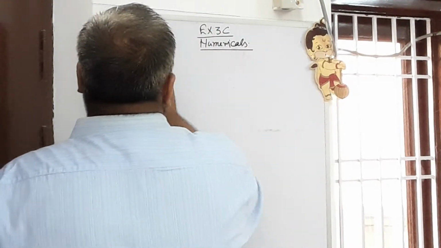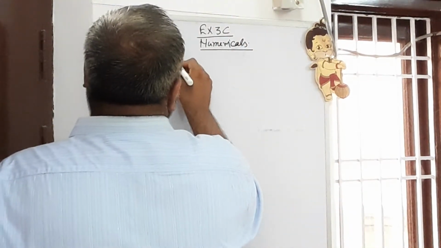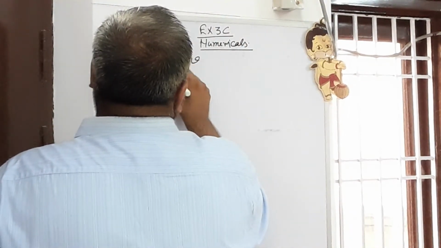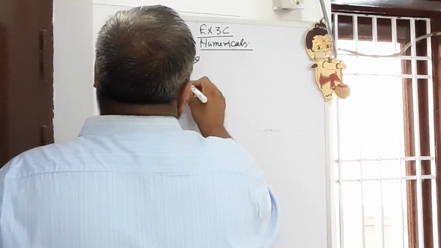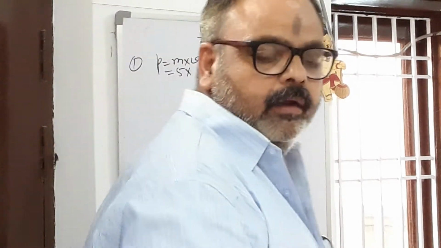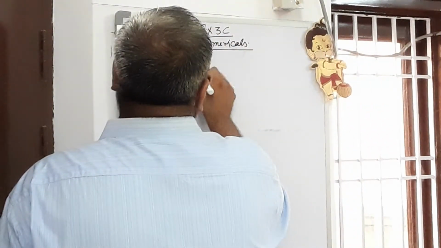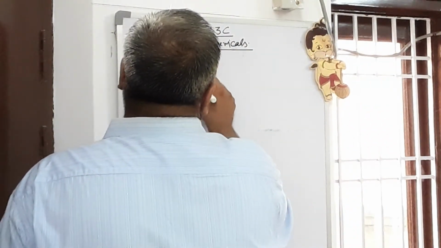Question number 1. A body of mass 5 kg moving with a velocity of 2 meters per second. Linear momentum P is equal to m into v. Mass 5 kg and velocity 2 meters per second. So 10 kg meter per second.